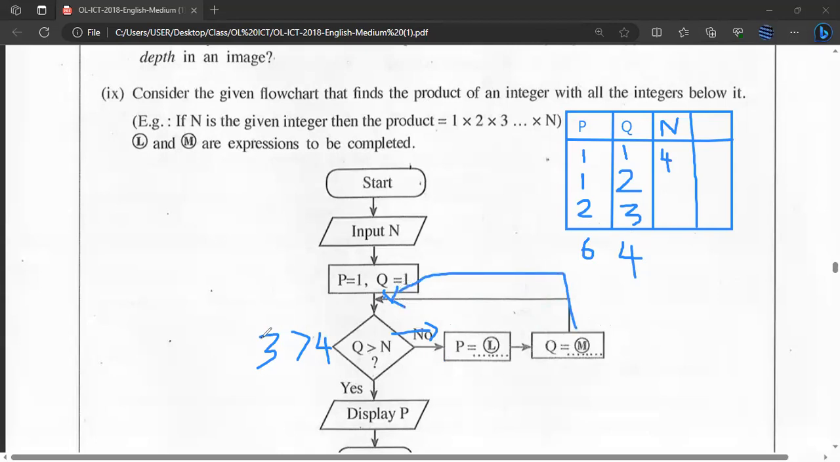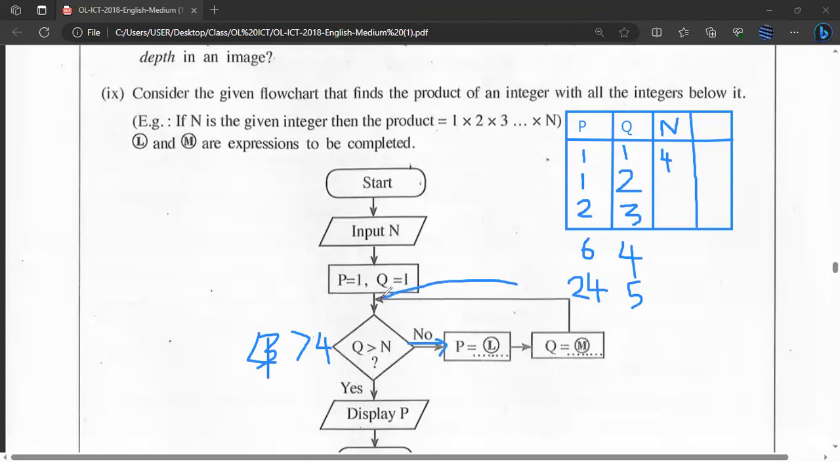Now the answer here is 4. Q is 4, right? So is 4 greater than 4? 4 is not greater than 4. Then again, it will be coming to the no side, right? So P, we know P into Q. So now the P is 6. So 6 into 4 is going to be 24. And Q will be incremented by 1. So now the Q is going to be 5.